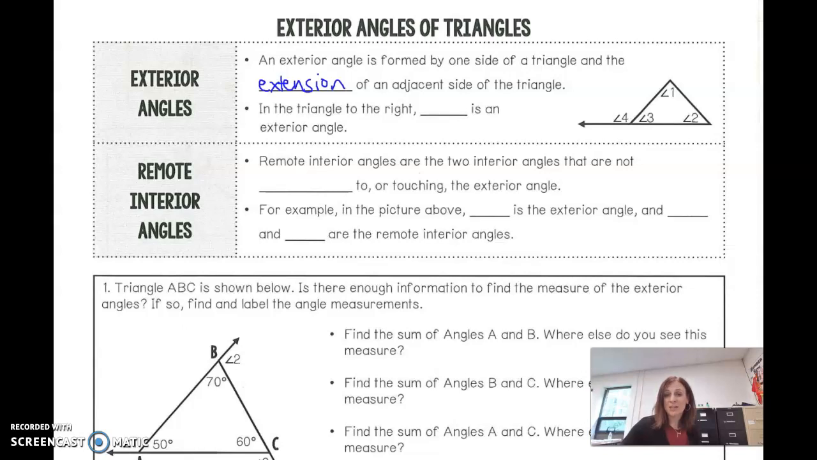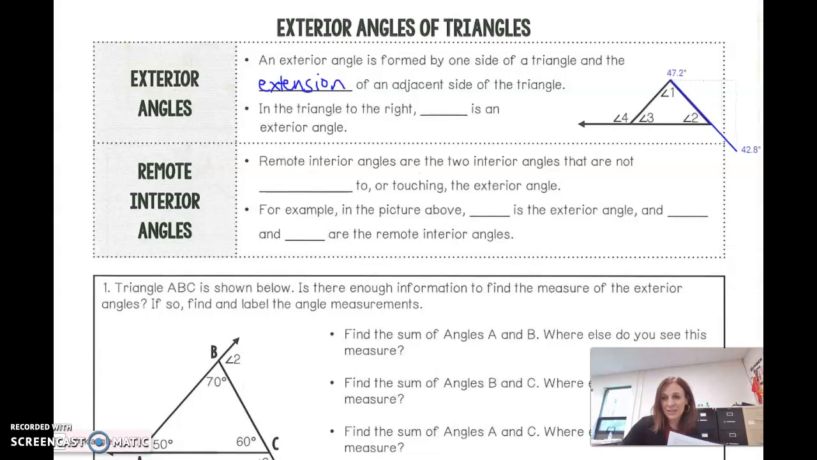So we're talking about exterior angle. What we're talking about is extending a side. So you can see right here how we took this side of the triangle and we extended it. Therefore, angle 4 is going to be an exterior angle. We can do that with other ones. Okay, we could have extended this one and we could have an exterior angle here.